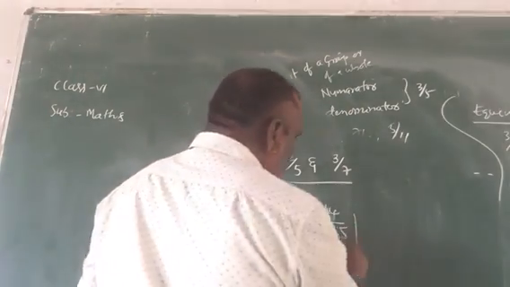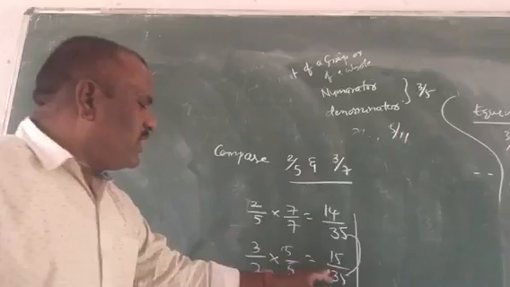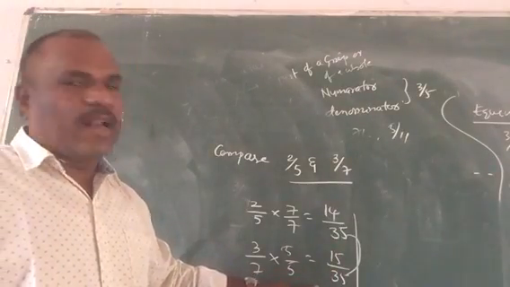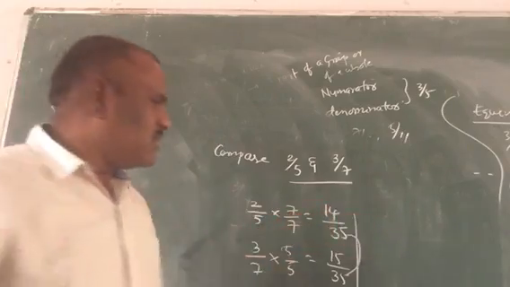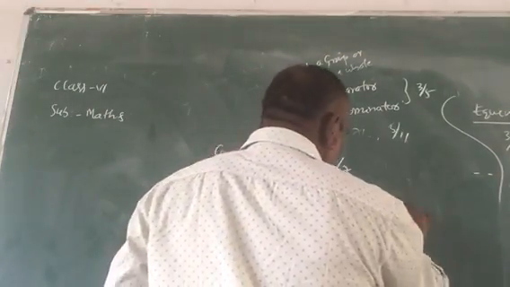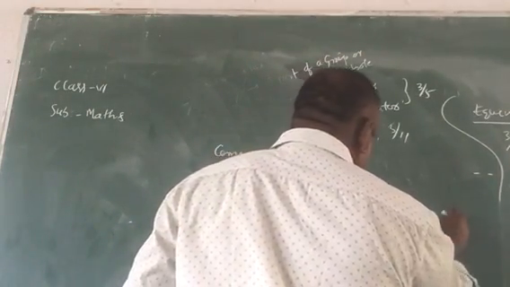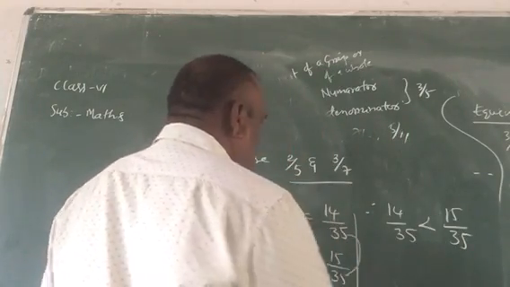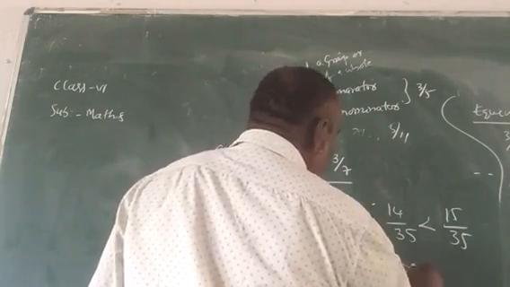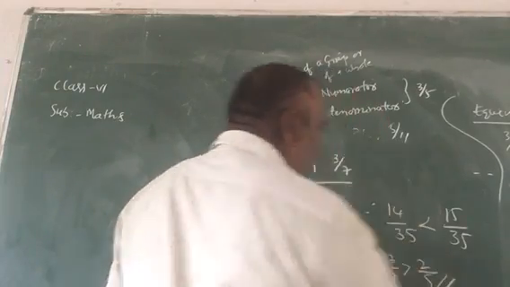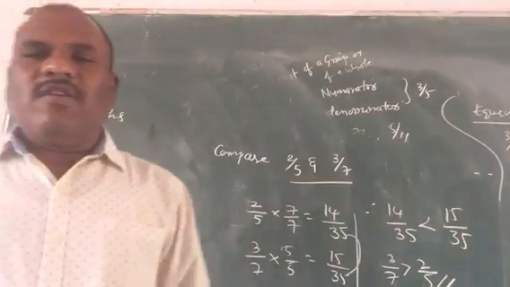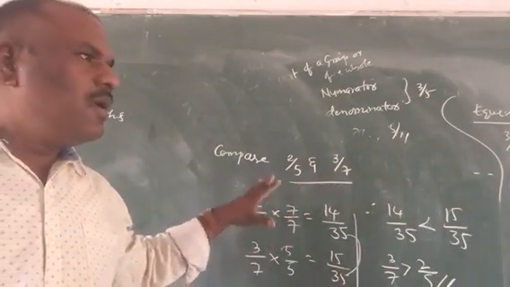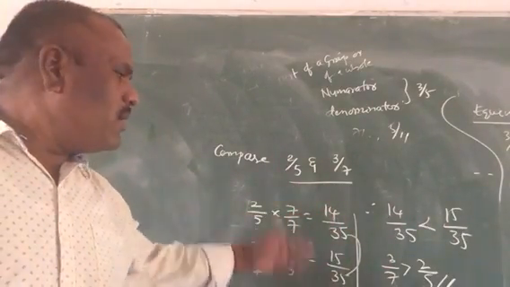So when these two denominators are the same, the fraction whose numerator is greater is the greater fraction. Therefore 14 by 35 is less than 15 by 35. That means you can easily remember 3 by 7 is greater than 2 by 5. So like that you have to compare when fractions are given. To solve this problem, you can do like this.